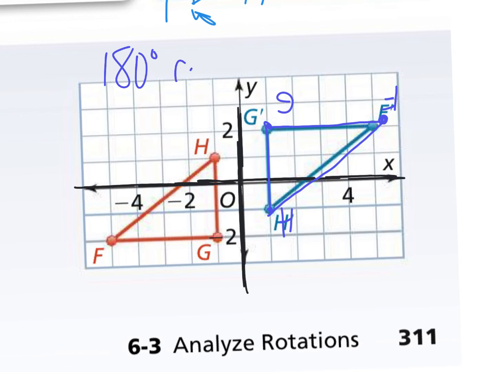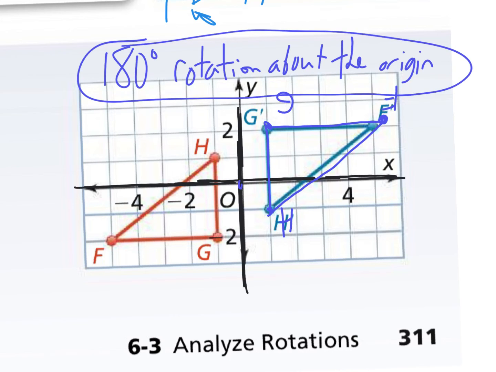180 degree rotation. And the book might say it's 180 degree rotation about the origin. Okay. It's always going to be about the origin. We're always rotating around that origin, the point 0, 0, when we do these problems.